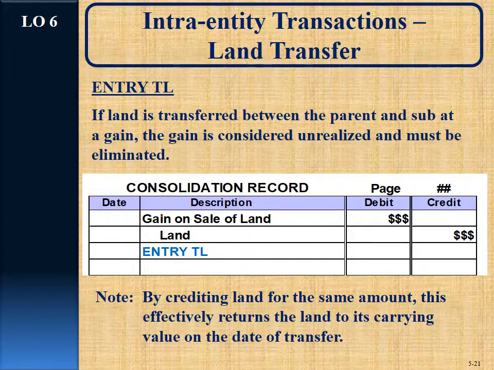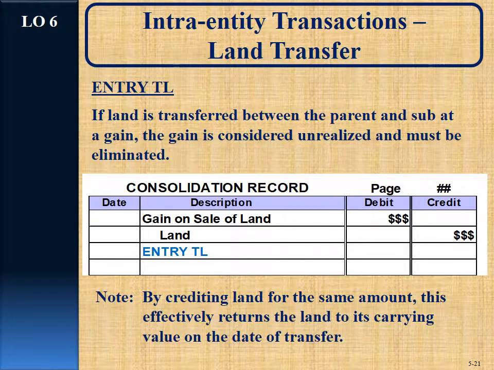Okay, so that is how we handle inventory. I strongly urge you to really read through those pages for upstream and downstream transfers and these new entries and post any kind of questions you have. What we're going to do now is move on to land transfers between a subsidiary and a parent.